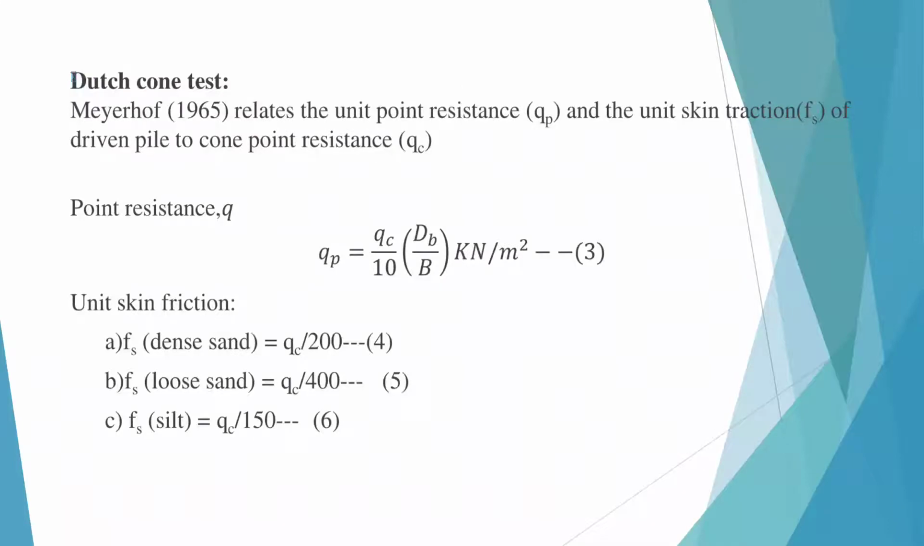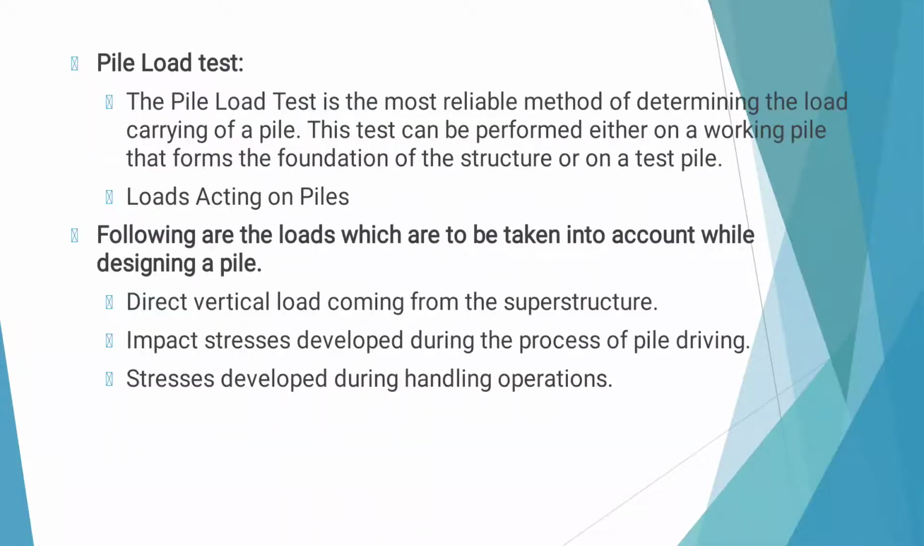Next one is the Dutch cone test. In the Dutch cone test, for the point resistance, Qp value is qc divided by 10 into D_b by B in kilonewton per meter square. The unit skin friction, that is for dense sand, Fs value is qc divided by 200. For loose sand, Fs equals qc divided by 400. For silty sand, Fs value is qc divided by 150.